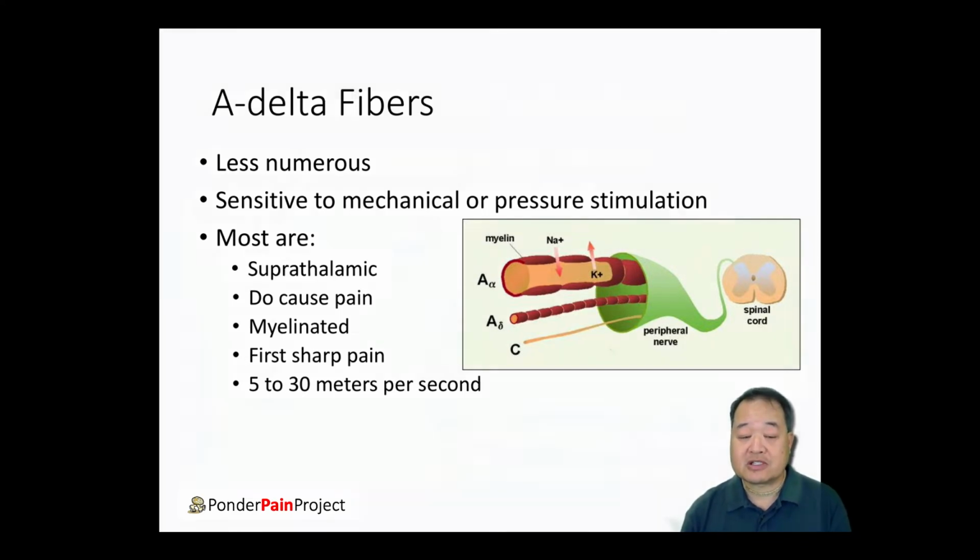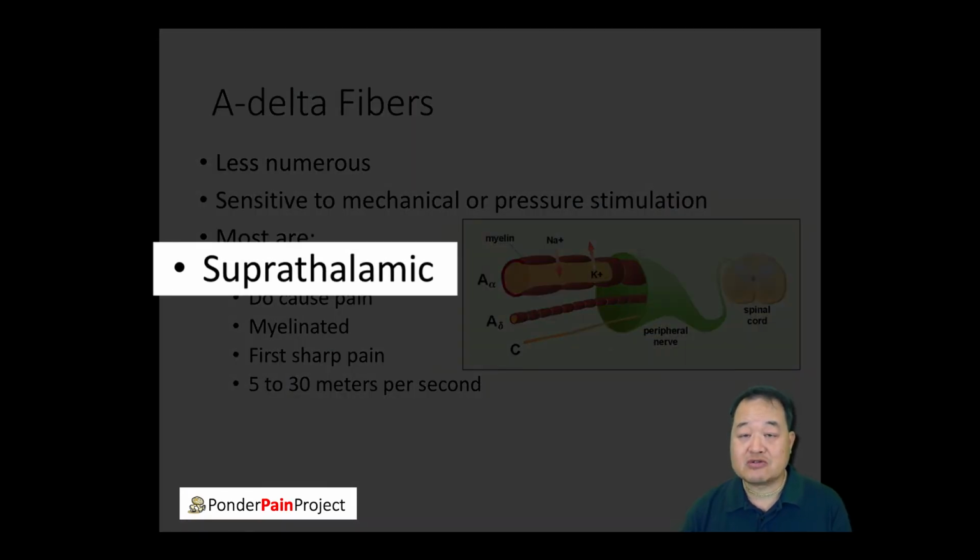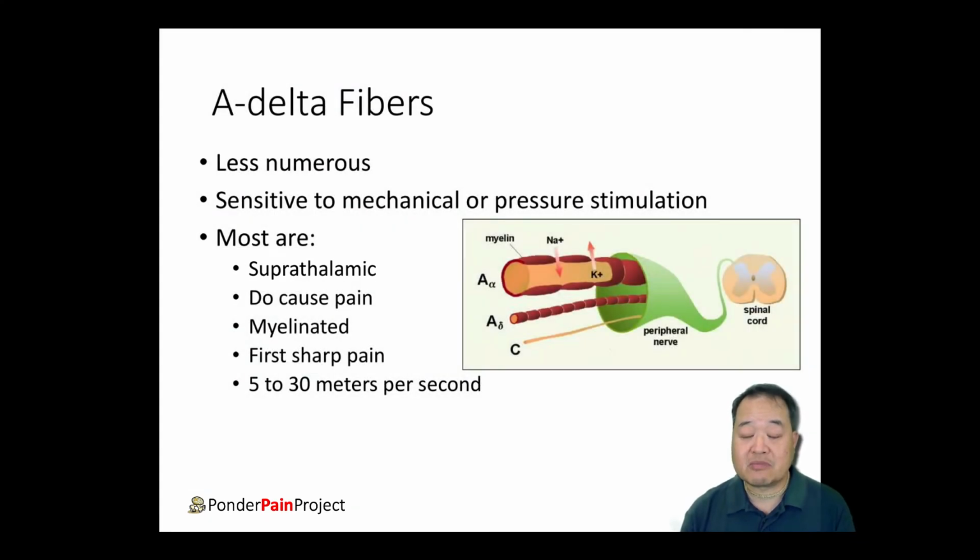The important key aspects are they're suprathalamic. That means they synapse directly on the thalamus, so they synapse within the brain itself, not below it. They do cause pain because pain is something that occurs in the brain. They're myelinated, so their signals reach the brain more rapidly, and they're responsible for this first sharp pain that we experience when we step on the Lego. They propagate at 5 to 30 meters per second, which is really a lot quicker than you'll see in the C fibers.